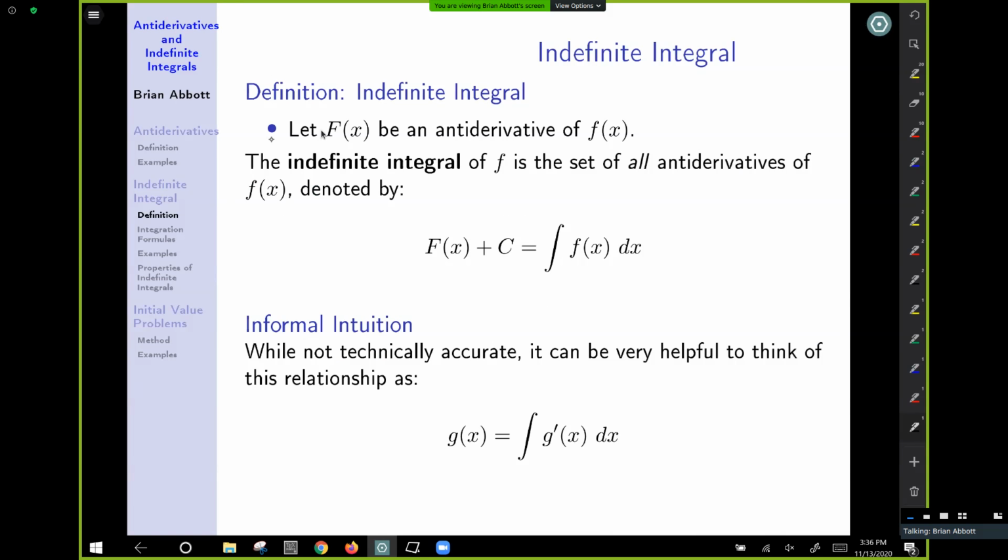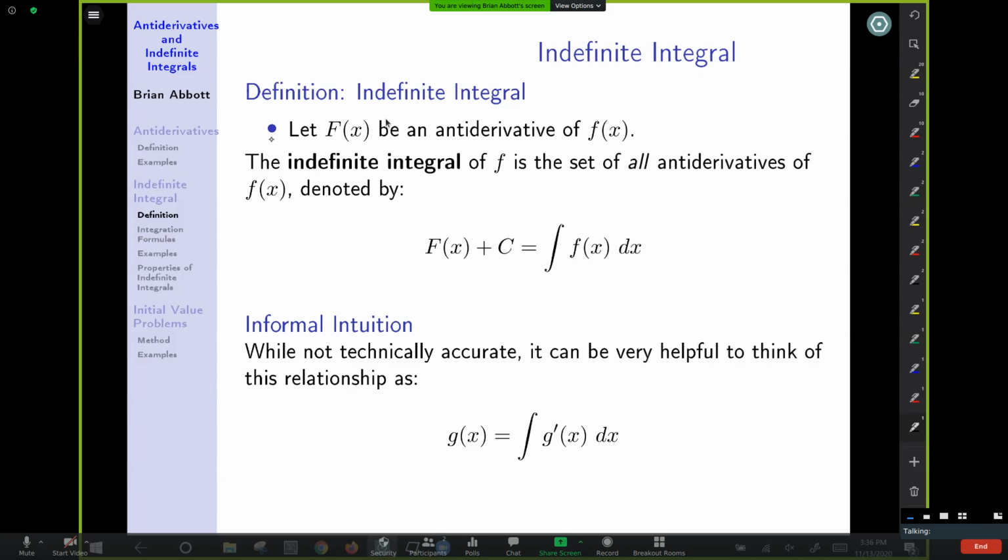Okay, so that's what antiderivatives are. Well, what's an integral? We're going to start with indefinite integrals. We'll pause this here and continue.